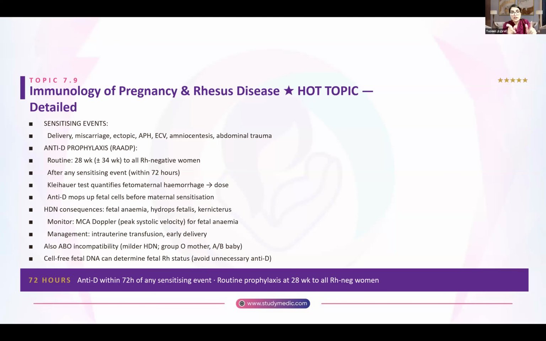This is also a question in parvovirus as well, and this is also a question in hemolytic disease of the newborn as well: what can we do to monitor fetal anemia? That is middle cerebral artery peak systolic velocity.